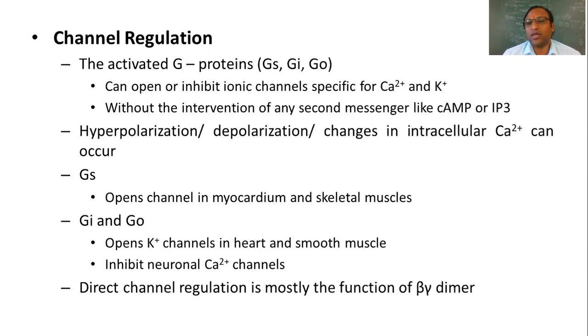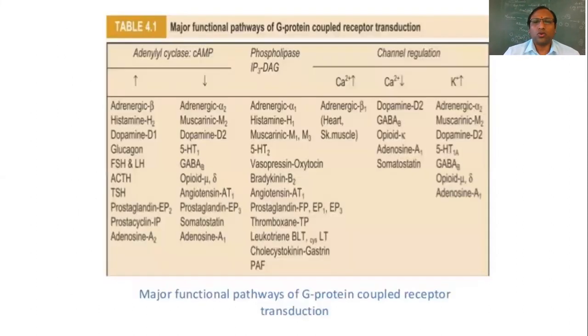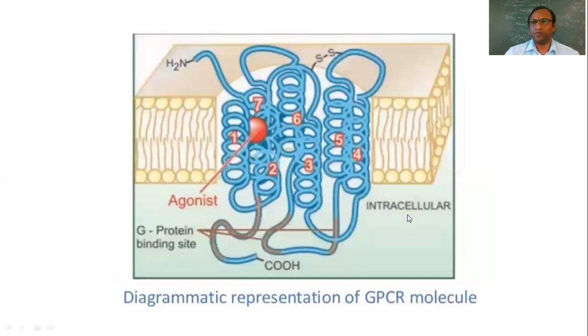Then direct channel regulation is mostly the function of the beta and gamma dimer formation. So these are the different major functional pathways of the G protein receptor transduction. You can see the examples here in detail, for all the different pathways, how Ca2+ goes up or comes inside, or how potassium is going out. All these things can be shown here.